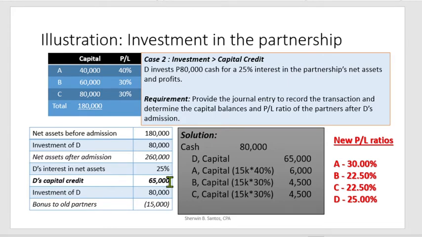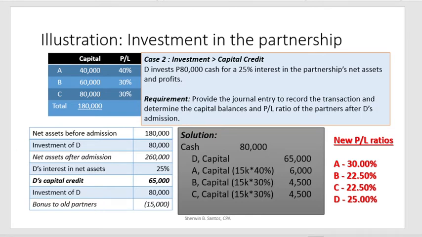65,000. Magkano ba ang ininvest niya or binigay niya? 80,000. So, ibig sabihin, mas malaki yung binigay niya sa partnership kesa doon sa capital credit niya. So, meron kang bonus to old partners. So, yung 15,000 na yun ay mapupunta doon sa capital ng old partners.